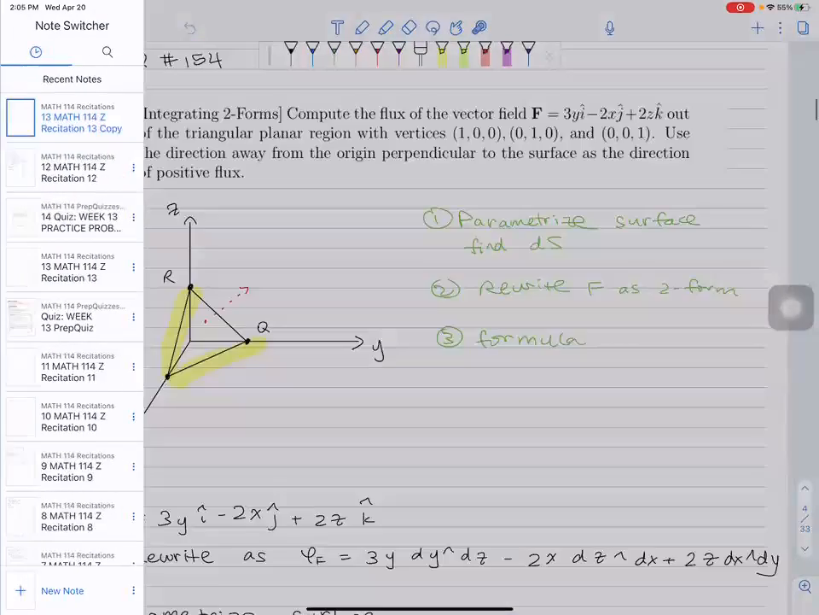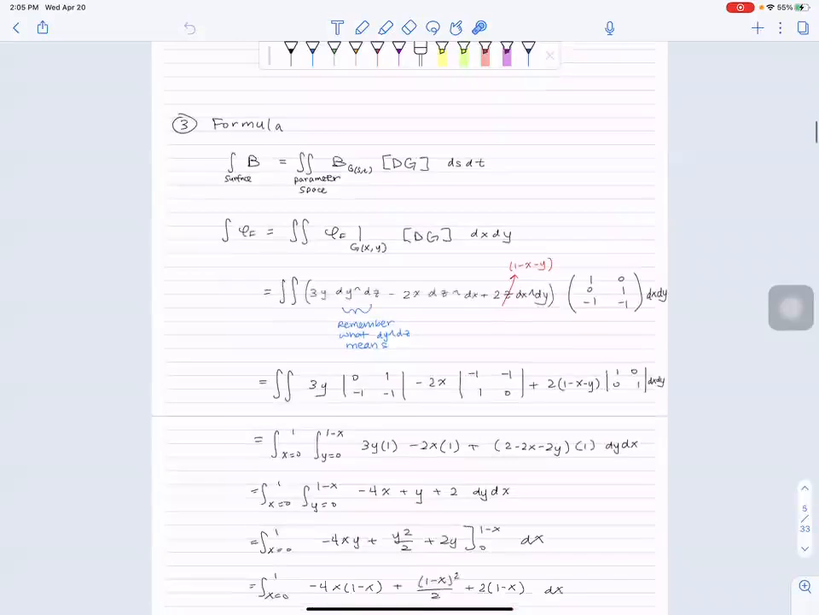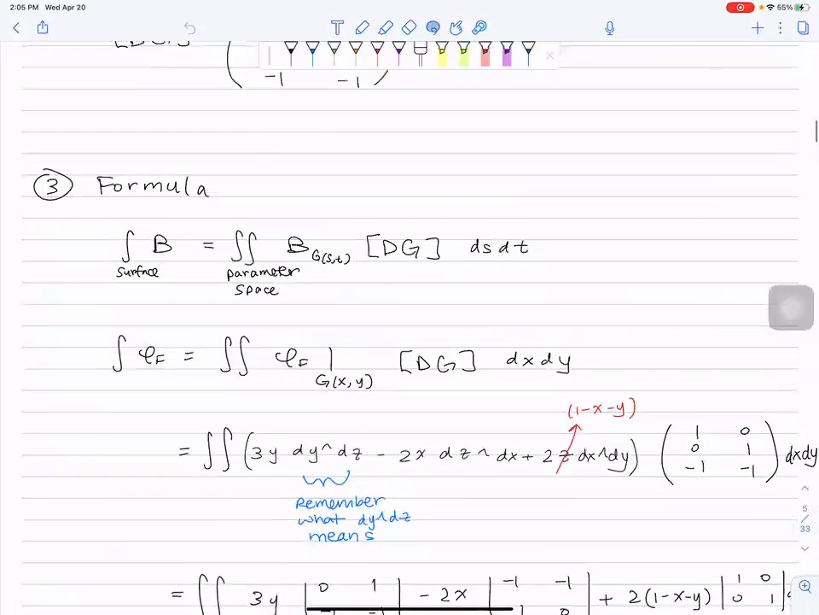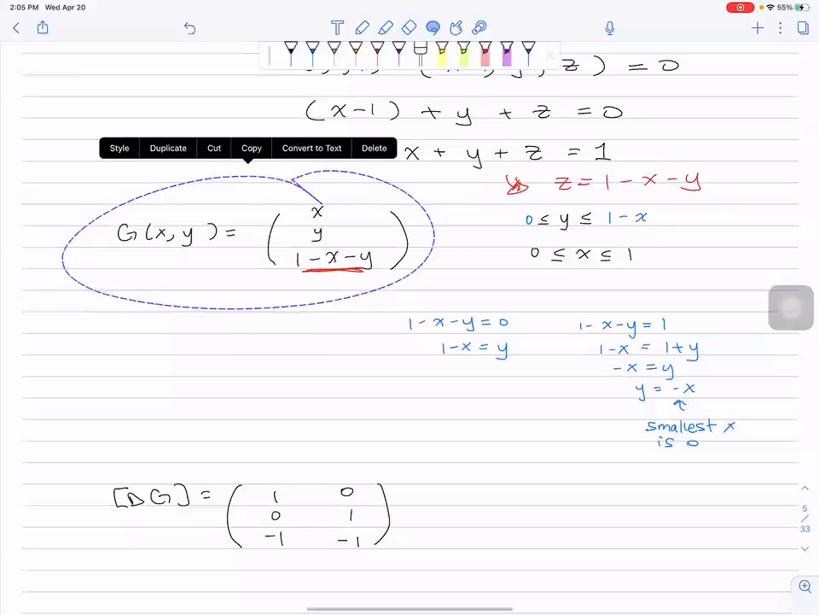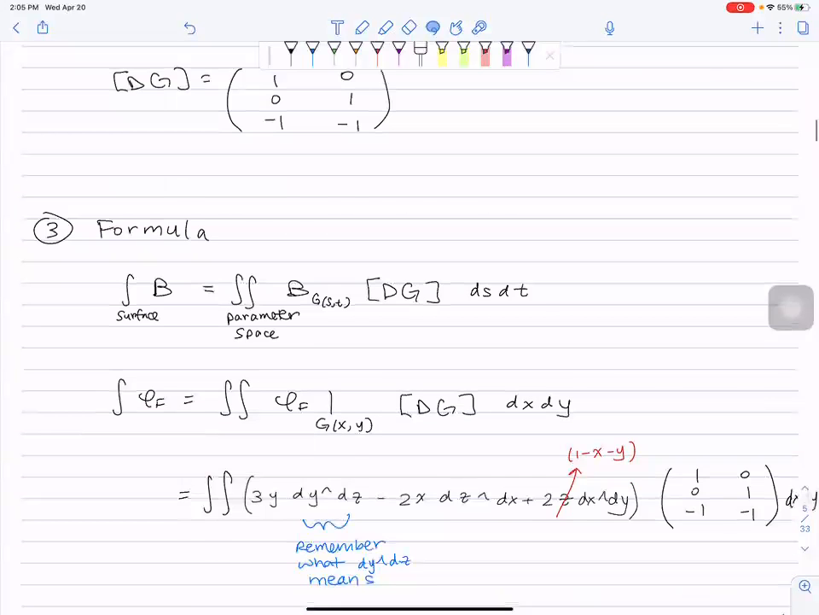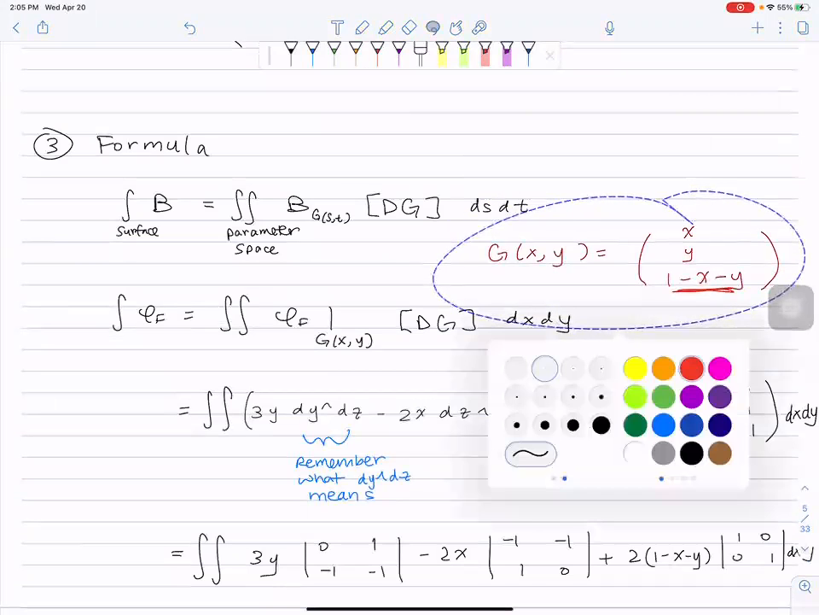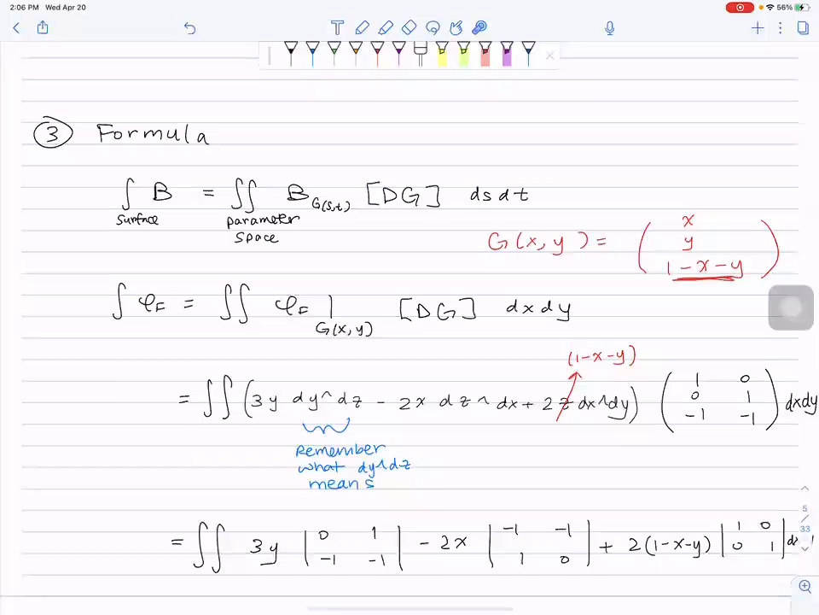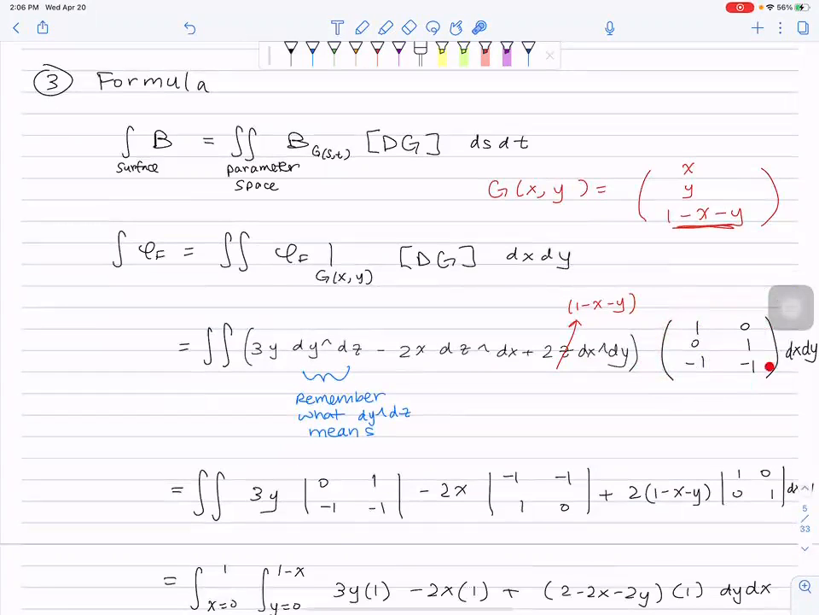Okay, so now we follow the formula. So we have our 2 form. I will plug in my parameterization. Y is still y according to our parameterization. So why don't I copy my parameterization so you guys can see in red. X is still X in my parameterization, but Z I define differently. Z I define as 1 minus X minus Y. And then I have my 2 derivative matrix.